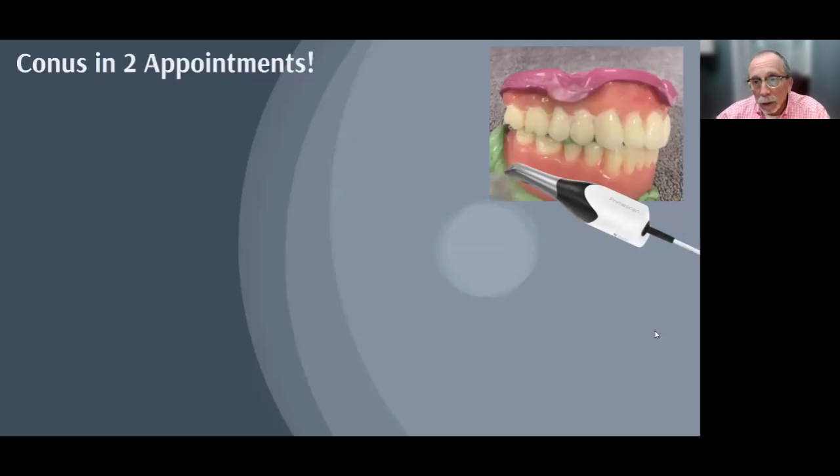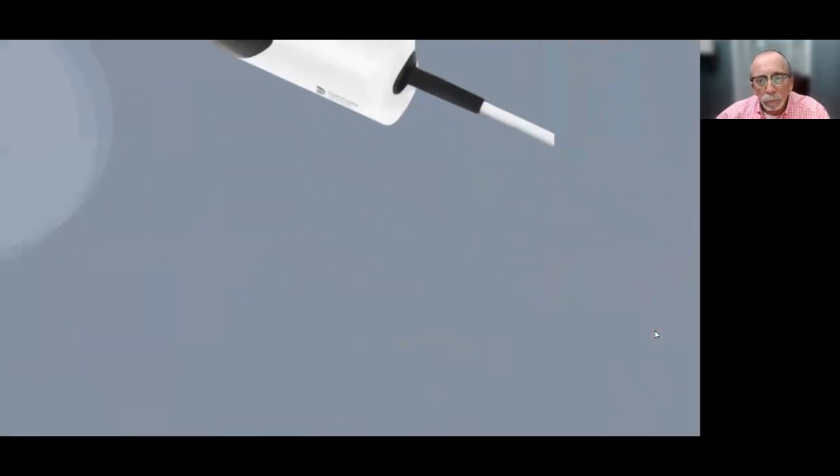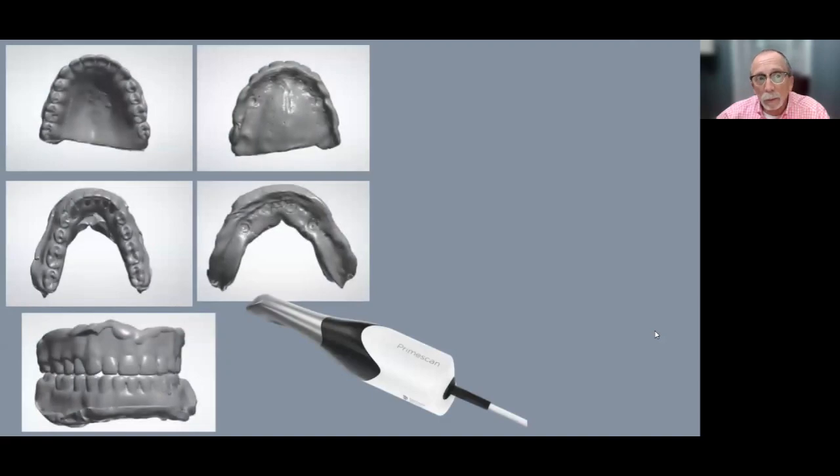Conus, just like locators, we can do this in 2 appointments as well. And the way we do that is the same way. Obviously, I want the patient to have dentures. So if they don't have dentures, then we make them some treatment dentures and get all the tissues, whatever, healed up. So the implants are placed, and we're going to take those dentures and do wash impressions. And before we go out of the mouth, we're going to scan the bite.